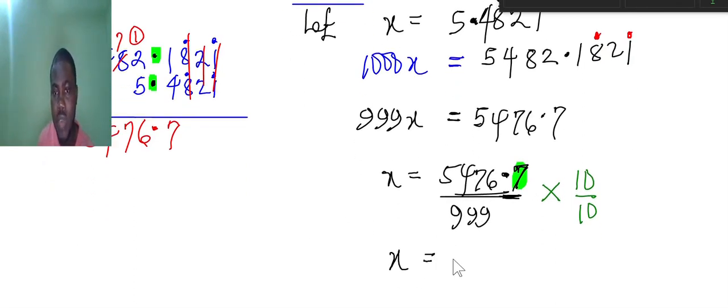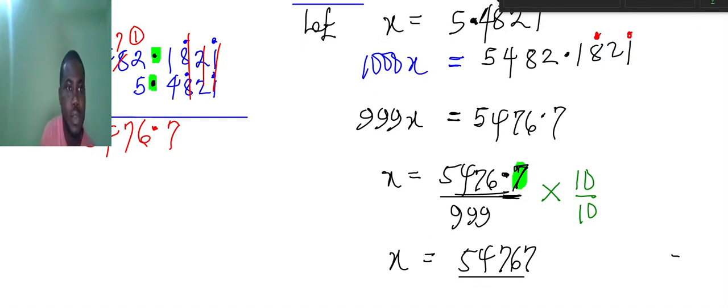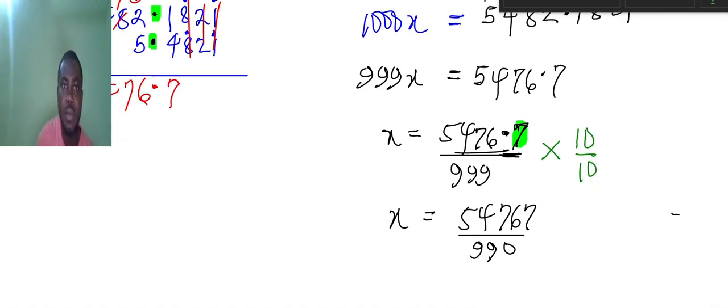So x equals to 54767 over... By the time we multiply by 10, that decimal will leave, turning to 54767. Well, we need to make the same changes up and down. Multiply the denominator by 10, that's 9990. So this is the fraction that we want, 54767 over 9990. But we'll have to see, is this actually the lowest fraction?